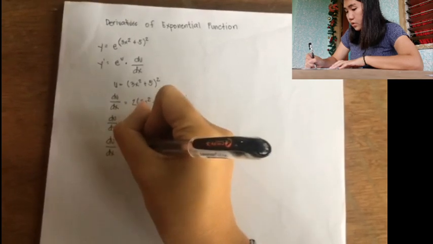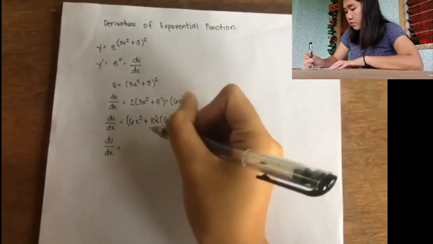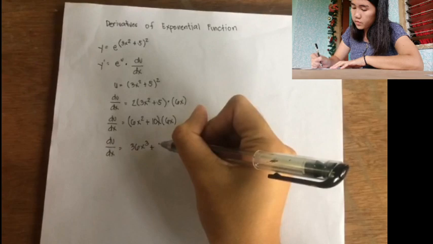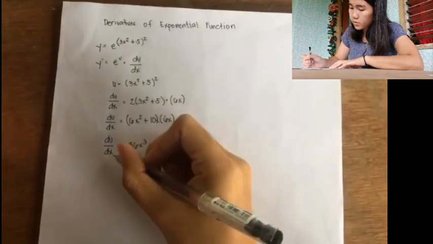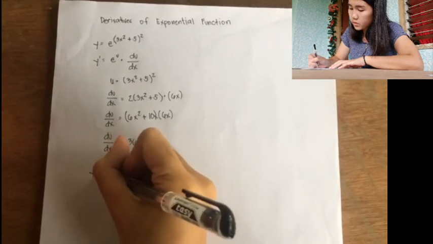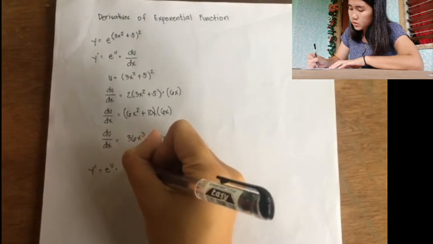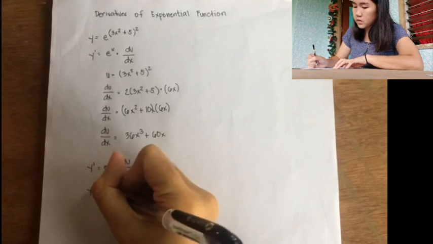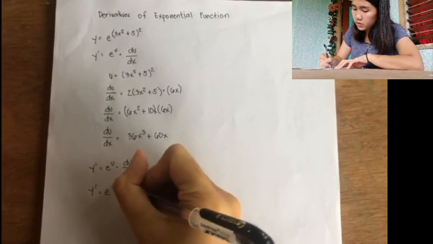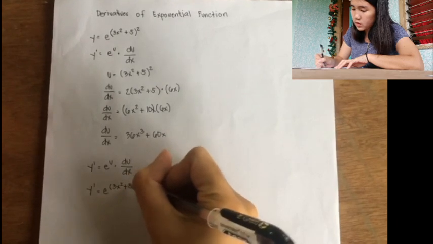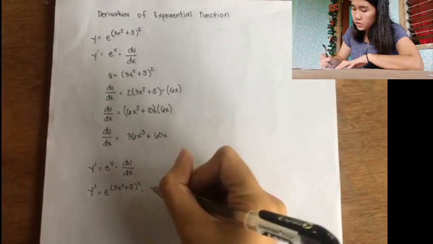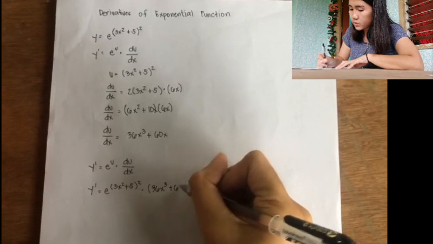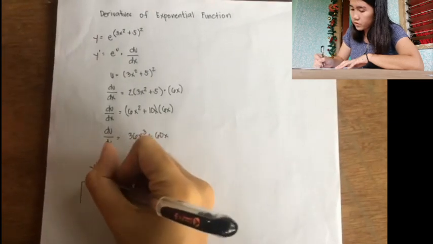Our du/dx here is 36x cubed plus 60x. And now we can get the derivative, e^u times du/dx: e raised to the value of u, which is (3x squared plus 5) squared, times the value of du/dx, which is 36x cubed plus 60x. And this is our final answer.